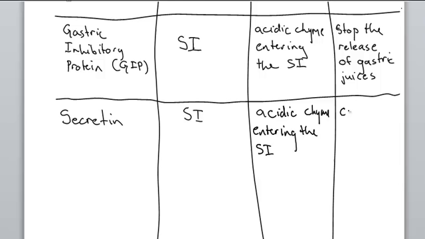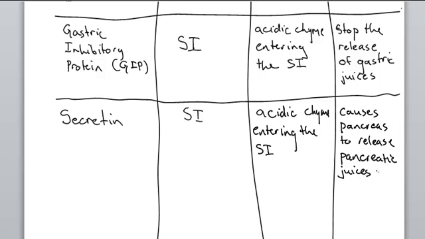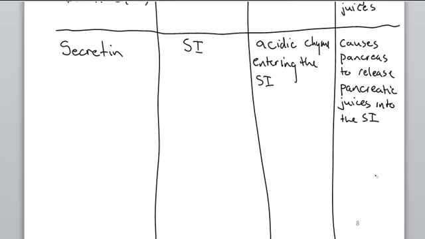So this causes the pancreas to release pancreatic juices into the small intestine so we can begin the digestive process, the chemical digestion.